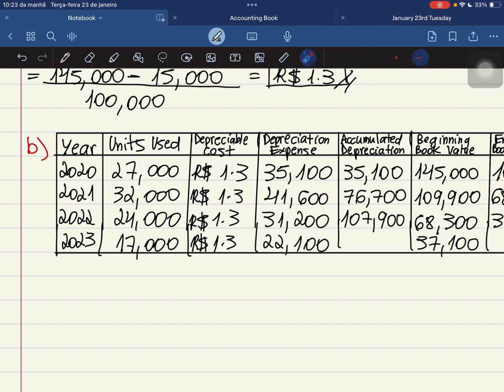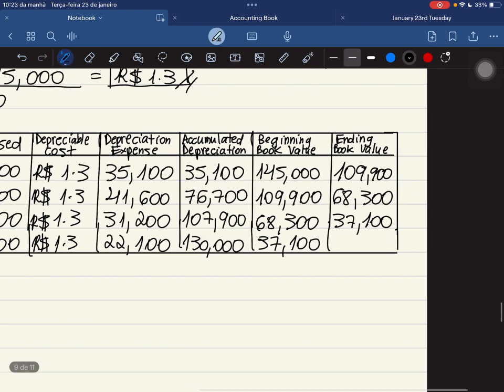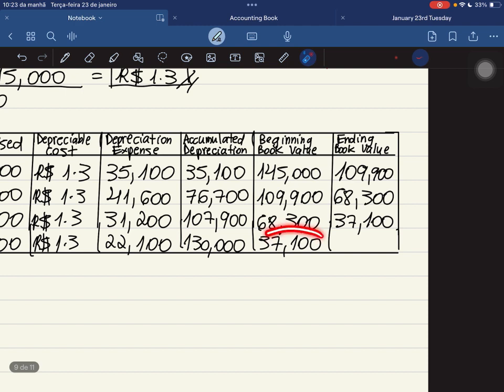Accumulated depreciation, same thing, this plus this, or all of this together. Let's see, how much is that? That is 130,000. And the beginning book value minus the depreciation expense of that year. And that would be 15,000.